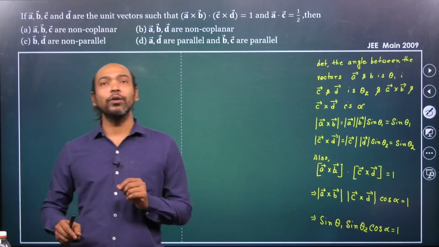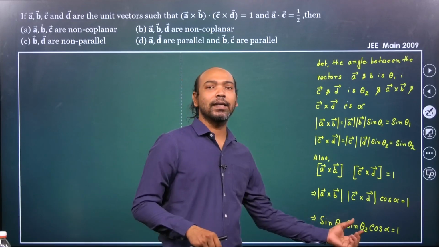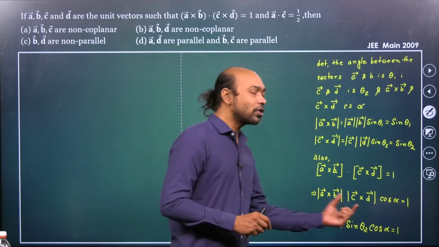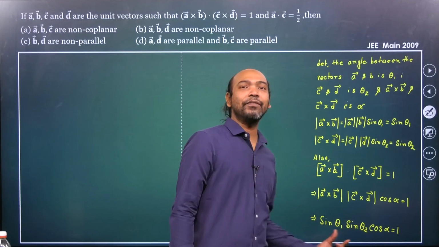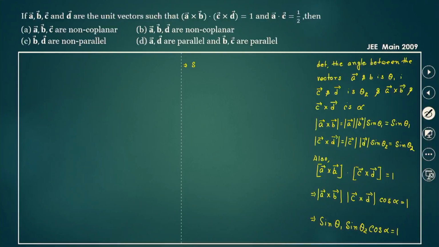We also know that for whatever angle theta 1, theta 2, alpha may be, the sine and cos values lie between -1 and +1. So as the product of everything is equal to 1, it is not possible unless everything is equal to 1. So it implies that sine theta 1 is equal to sine theta 2, equal to cos alpha, and that's equal to 1. That implies that theta 1 and theta 2 are 90 degrees and alpha is equal to 0.